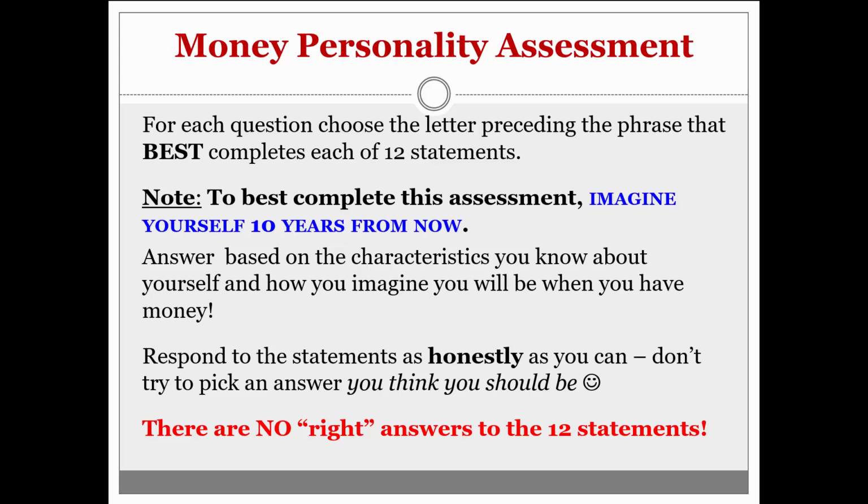Don't think about it too much because I want you to figure out what your money personality is and not what you want it to be. Okay? There's no right answer. There's no wrong answers to these statements. So just answer them as quickly and honestly as you can.